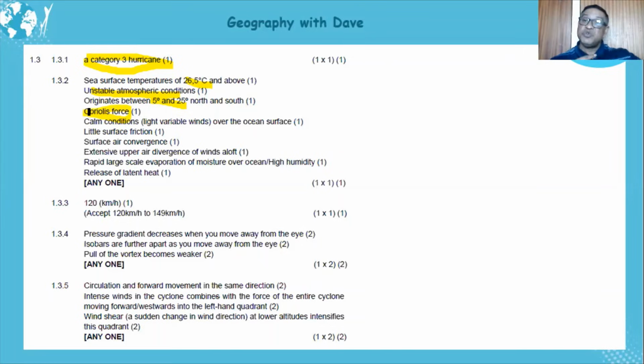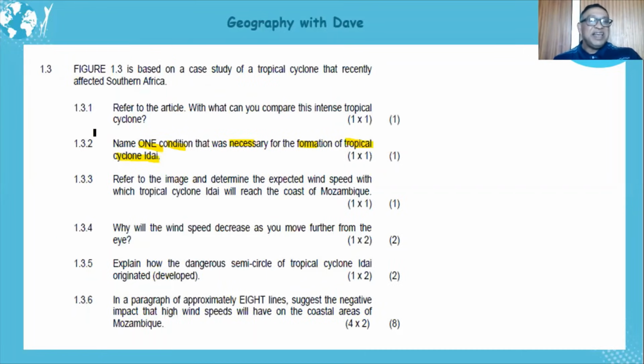and move east to west, because it happens in the easterly wind belt, the easterly trade winds, and it has to be deflected in order for it to move. Can you see? You know all that, right? Let's look at this one.